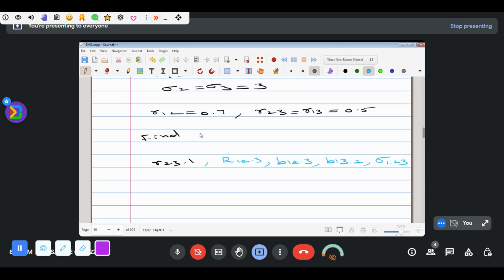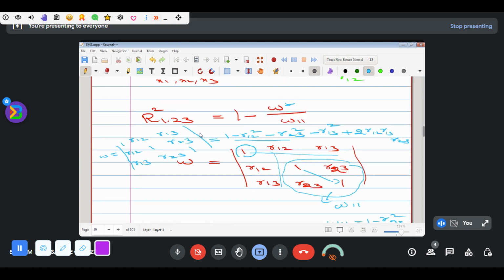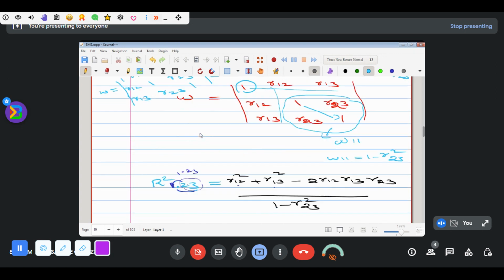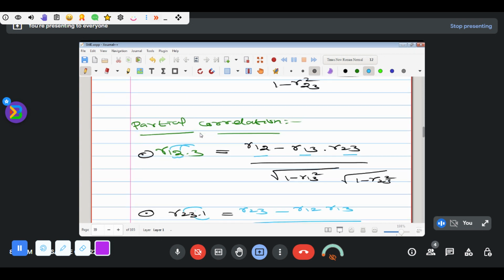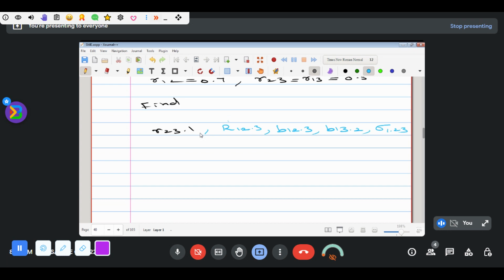So just know the formulas, all the formulas I gave previously, and then you just apply them, and then easily you get the result. Okay, just a simple calculation. So first I calculate the R23.1 solution.